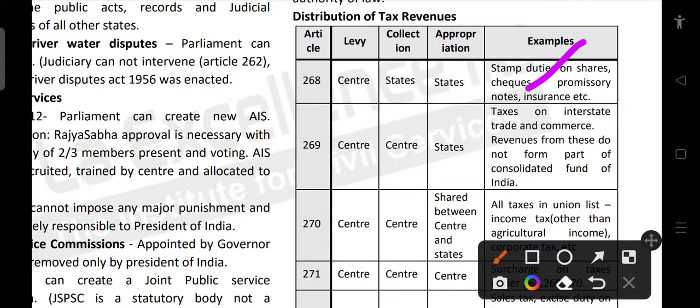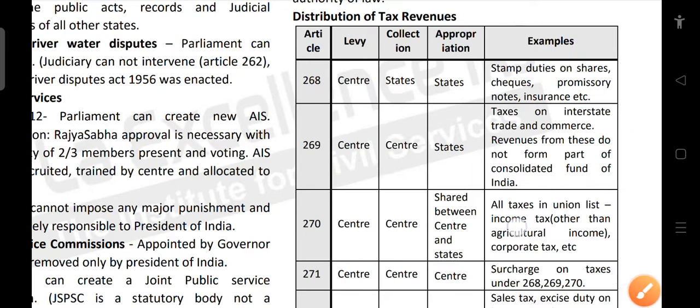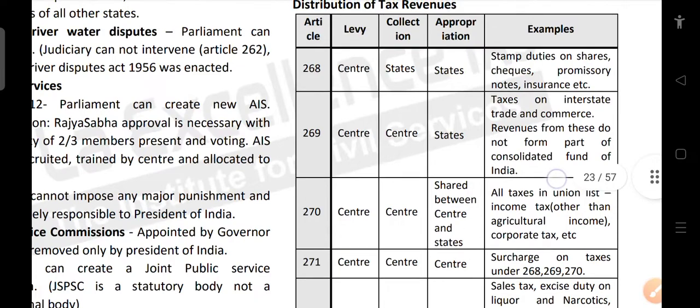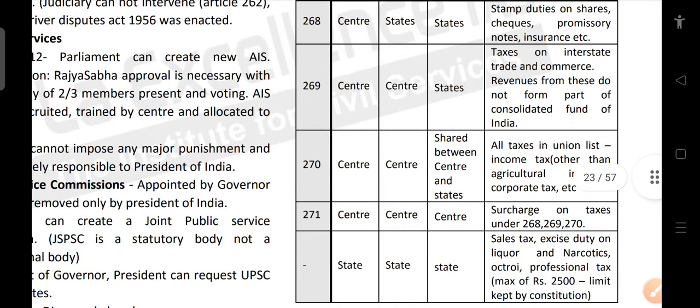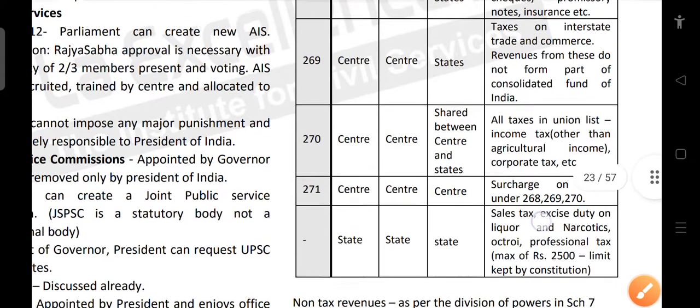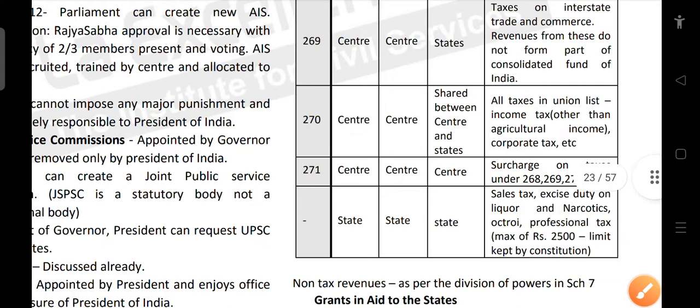Now the tax which is levied and collected by center and given to the state, what is that? Taxes on interstate trade and commerce. Revenue from these do not form part of Consolidated Fund of India. Now which is a tax which is levied and collected by center, but it will even share it with state? What is that? All the union list tax like income tax, corporate tax, etc. except the agri income.